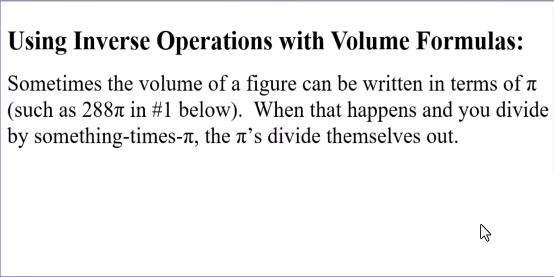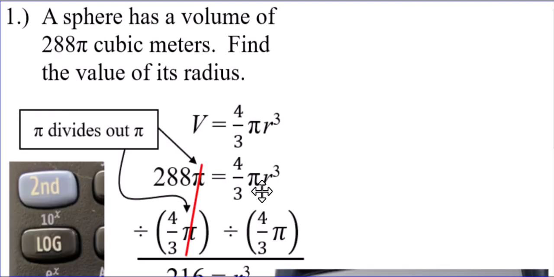All right, last part of the guided notes, using inverse operations with volume formulas. You're still going to do formula substitute solve, but here's what I want you to know. Sometimes the volume is going to be expressed in terms of pi, especially if it's a cone, cylinder, or sphere. This is a possibility. In fact, number 1 below is an example where the volume is 288 times pi. When that happens and you're doing inverse operations, when you divide by something times pi, the pi's will divide themselves out. Let me show you what I mean.